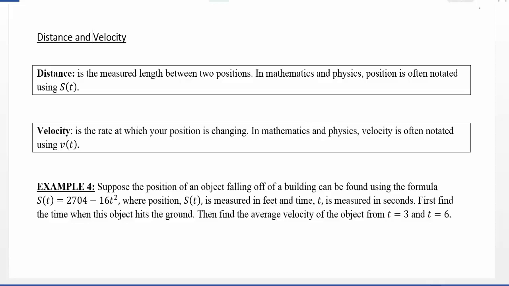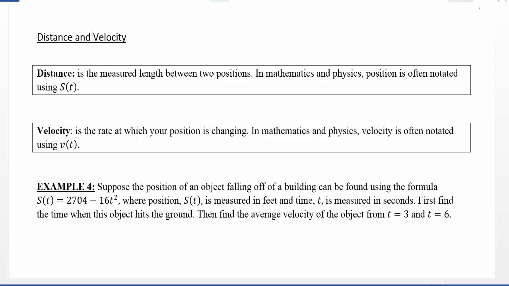So example 4. Suppose the position of an object falling off of a building can be found using the formula S of t equals 2,704 minus 16t squared, where position, S of t, is measured in feet, and time t is measured in seconds. First, find the time when this object hits the ground, then find the average velocity of this object from t equals 3 to t equals 6. So there's some interesting things happening in this problem.